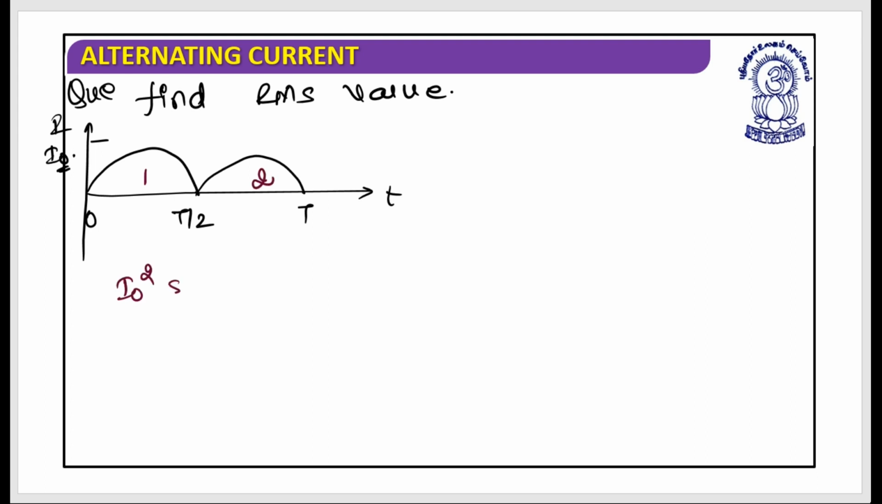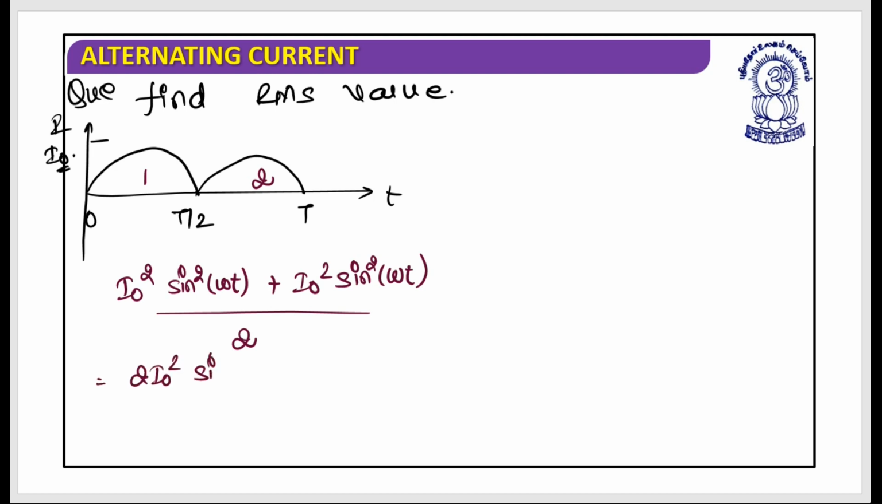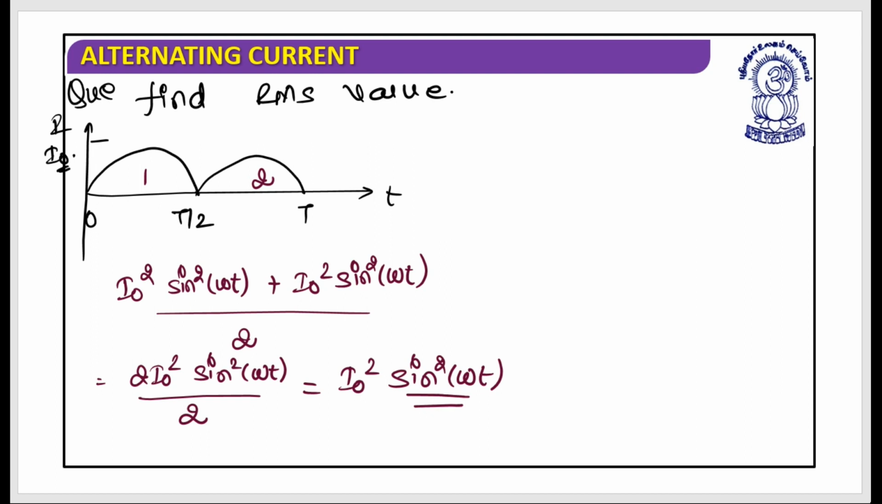This is I naught square sine square omega t, the first part. This is the second part, it's I naught square sine square omega t. This is just the square, this is just the square. It's I naught square sine square omega t plus I naught square sine square omega t, divided by 2 because these are the two segments. So this will be 2 into I naught square sine square omega t divided by 2. This is I naught square sine square omega t, but I need to take an average of this. So this is equals to I naught square into the average of sine square omega t.